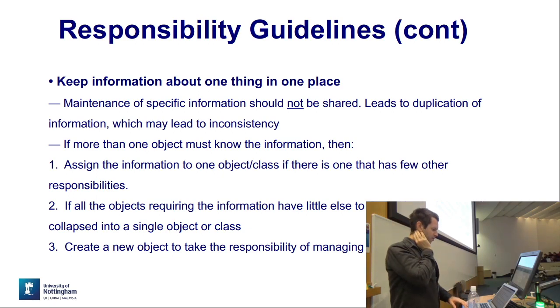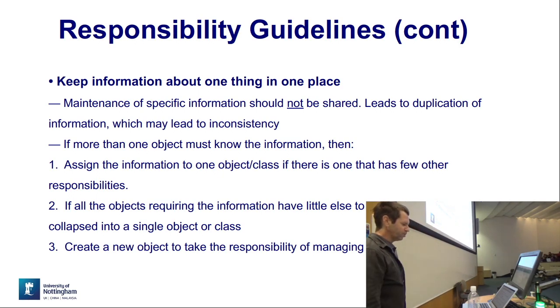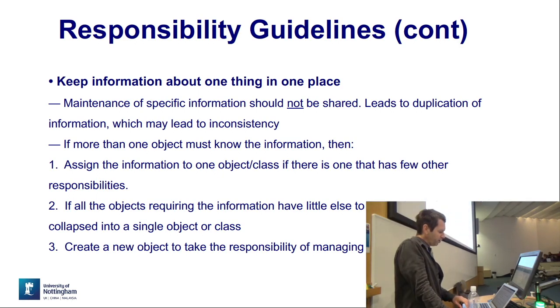So if more than one object must know the information, then assign the information to one object class that has fewer responsibilities. I always think of the time object for some reason, because that's something you don't want to get inconsistent. All objects requiring that information have little else to do. Perhaps they can be collapsed into a single object. Generally speaking, we just create an object that's responsible for that information. It could be, I don't know, a user, or there are lots of examples.